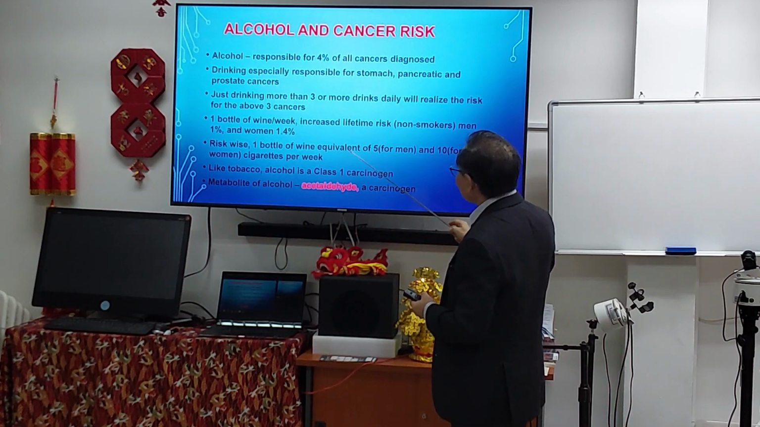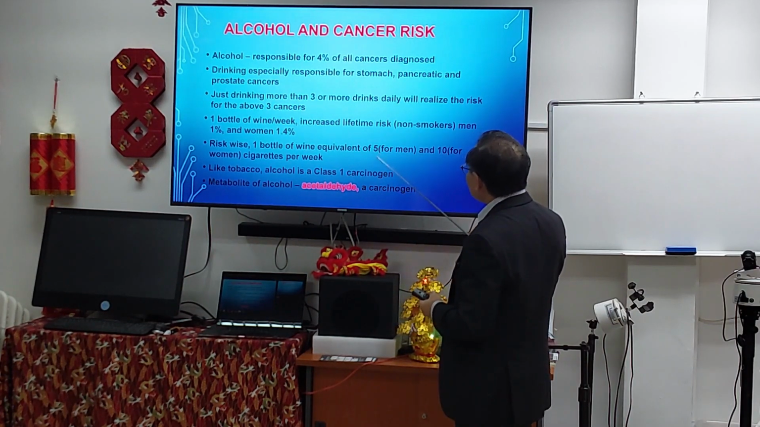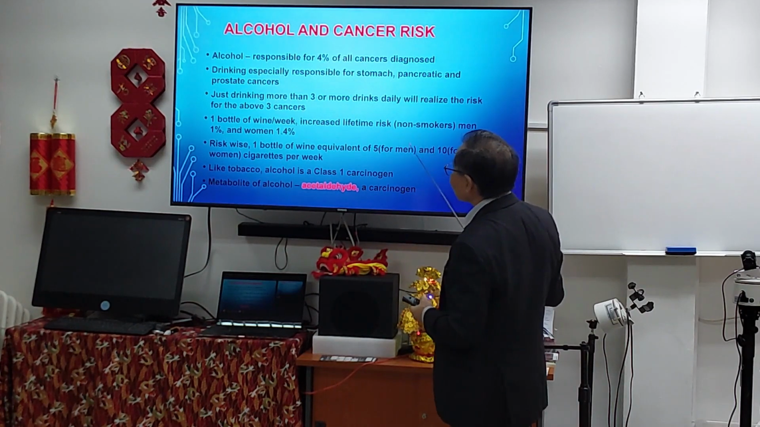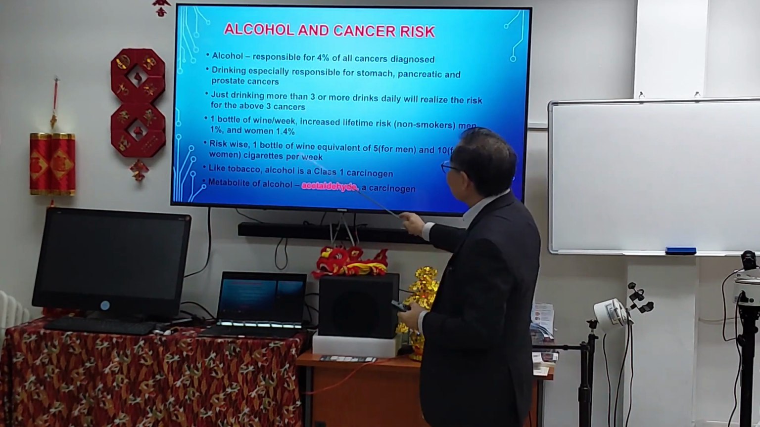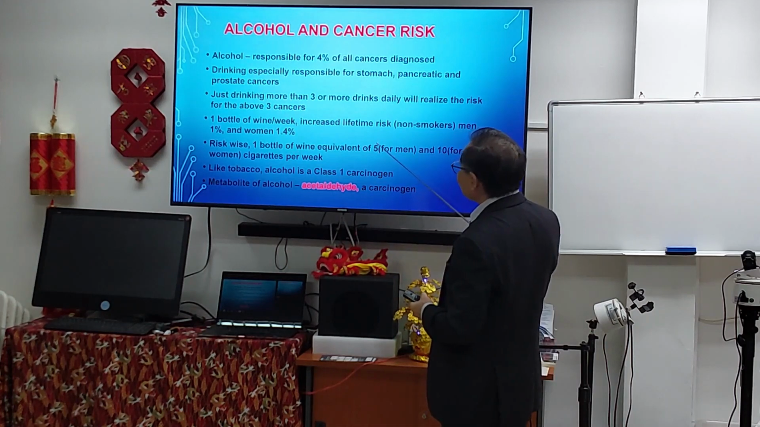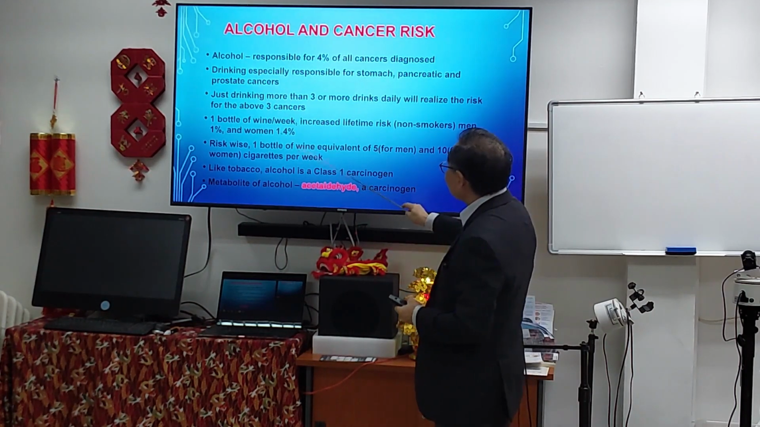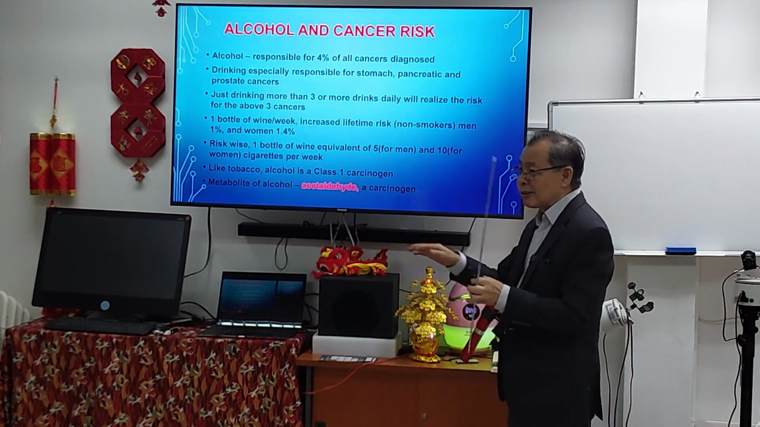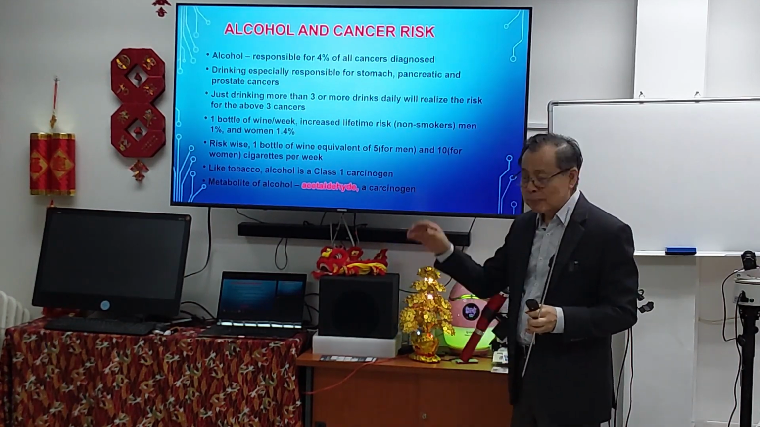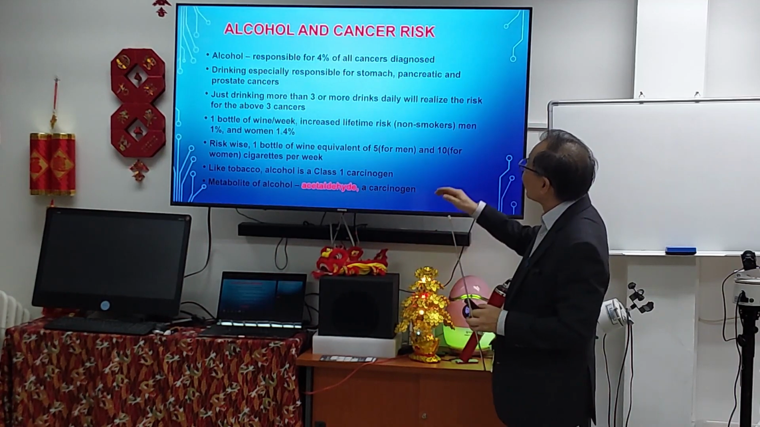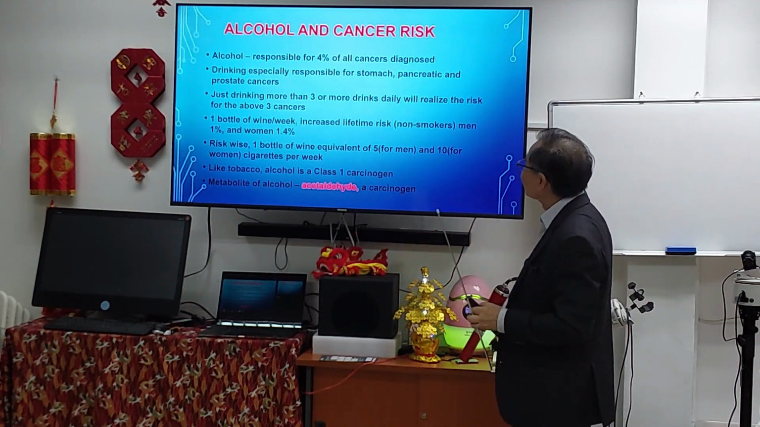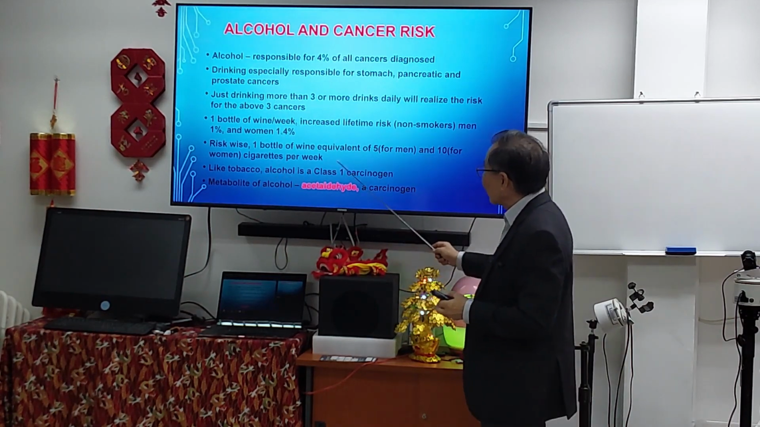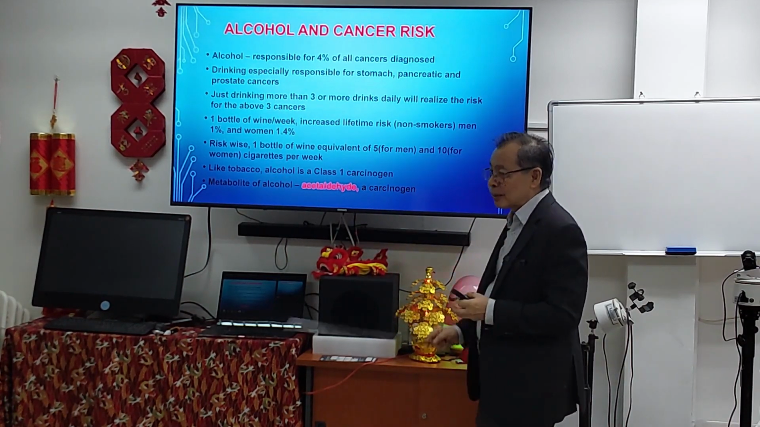One bottle of wine is equivalent to 5 and 10 cigarettes per week. So one bottle of wine is equivalent to 5 cigarettes per week for women. This is how we make it equivalent. So if a person smokes and drinks, you can actually work it out. Both tobacco and alcohol are class 1 carcinogens.